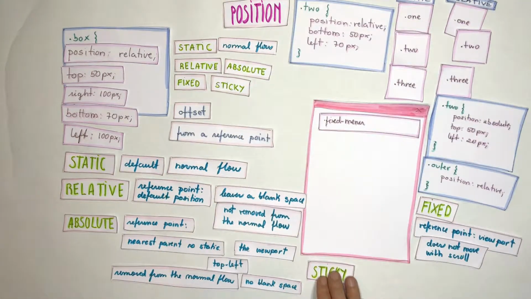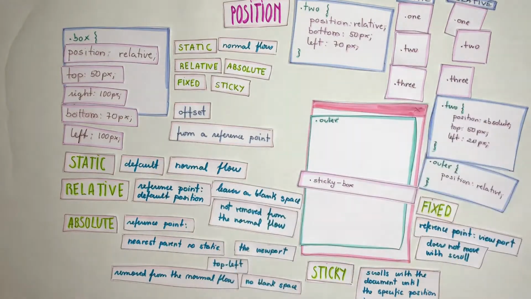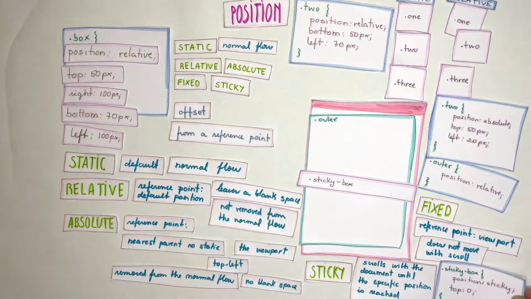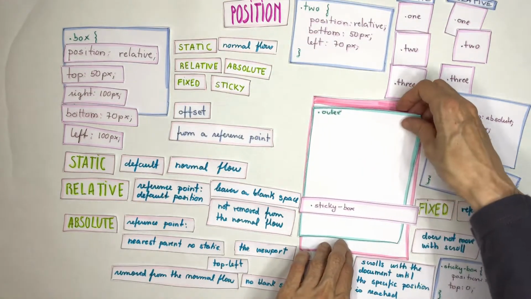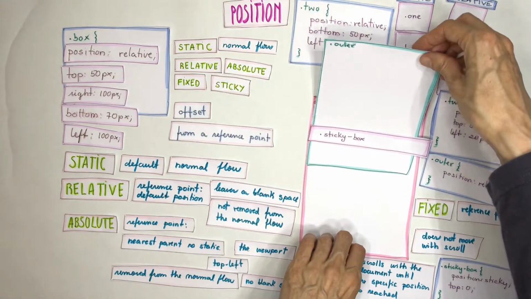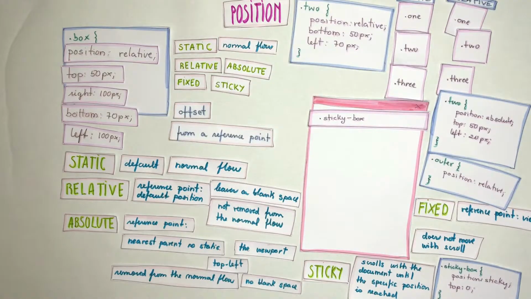It works similar to fixed, but the element will scroll with the document until the specified position is reached. Let's see an example. We have a sticky positioned element some pixels away from the top of the window, and the offset specified for that element is top 0. That means that the element will scroll with the page until it reaches that position. When the element reaches the top of the viewport, it stays fixed. And we are done with the position property.